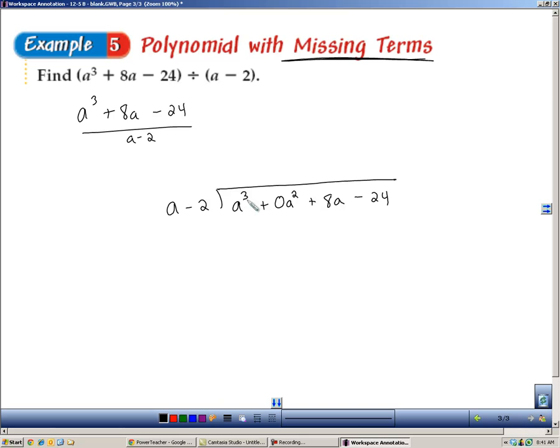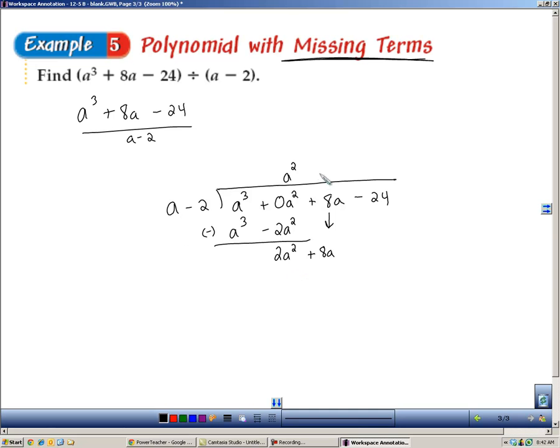a times what is a cubed? Answer is a squared. Notice I'm writing it in the a squared column. a squared times a is a cubed. a squared times negative 2, negative 2a squared, subtract. 0 minus a negative, that's the same as a plus, so we're going to get a positive 2a squared. Bring down the 8a.